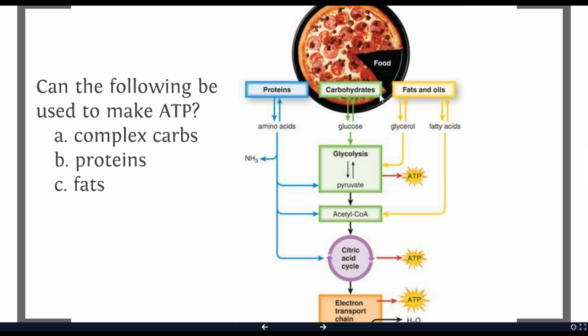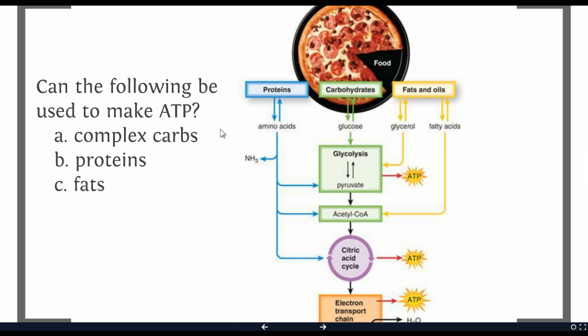Carbohydrates are the easiest because they can be easily broken down into glucose. And then, of course, glucose drops into our different steps: glycolysis, the citric acid cycle, and the electron transport chain. Fats and oils, these are our true fats and oils. They can be broken into their component parts of glycerol and the long fatty acid chain. Glycerol can enter midway into the glycolysis series of reactions. Fatty acids can be converted into acetyl-CoA, which can drop into the citric acid cycle. So we don't get quite as much ATP from fats and oils, but they drop in pretty early in this process, and so we can still make ATP from them.